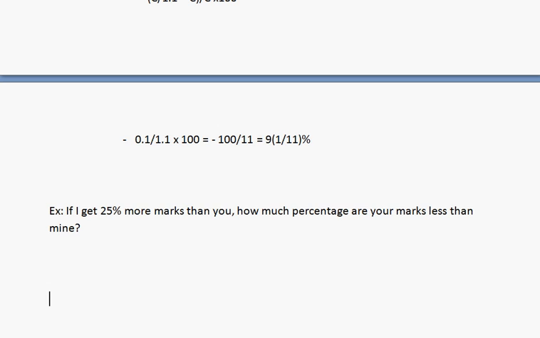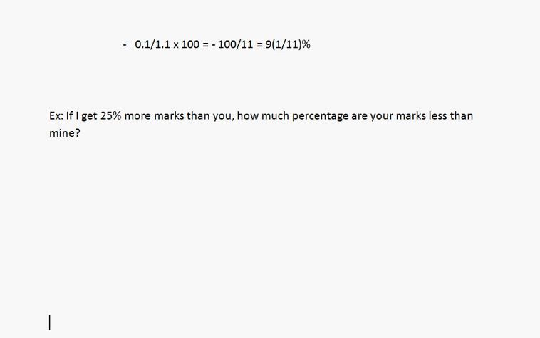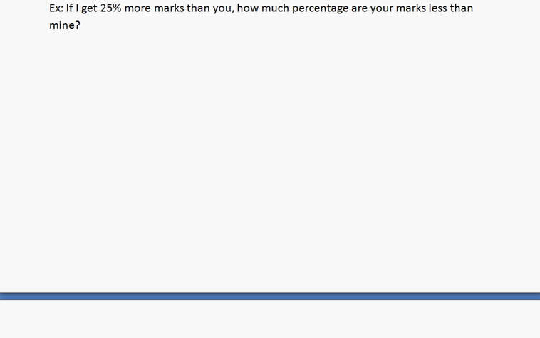So the last question, let's go to the last question. If I get 25% more marks than you, right? This would drive a very important concept. How much percentage are your marks less than mine? So if I get 25% more marks than you, how much percentage are your marks less than mine? Just take 1.5 to 2 minutes, try and solve it.